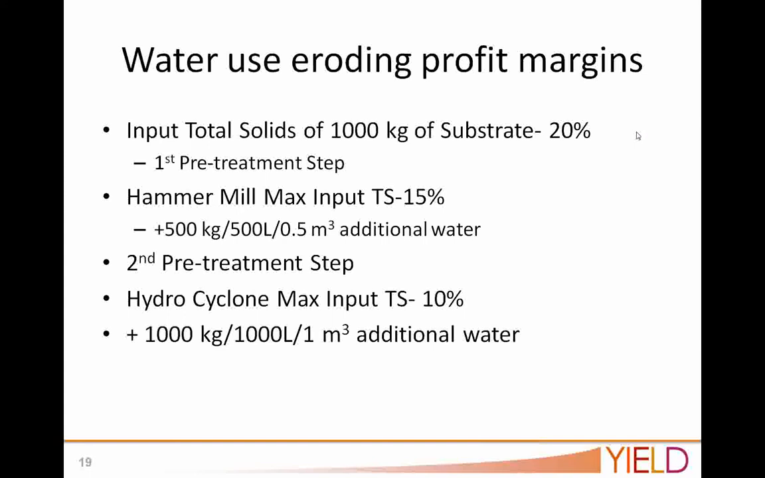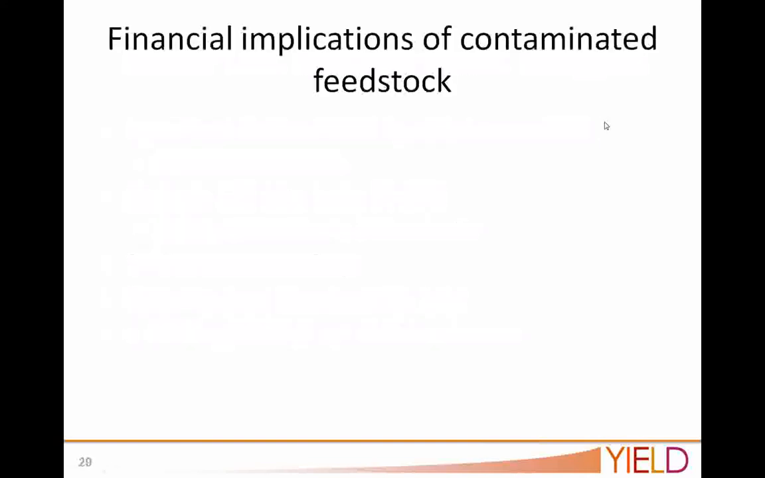When you're looking at the second pretreatment option, let's say you're going to use a hydrocyclone, which requires a lot of water consumption. For example, its effective operating capacity is around 10%. So if you start at 20, you've got to essentially use 1 cubic meter of additional water for every ton in. And this greatly affects your energy balance, and it affects what you're going to do with all that additional water afterwards. Essentially processing water which has no energy content.